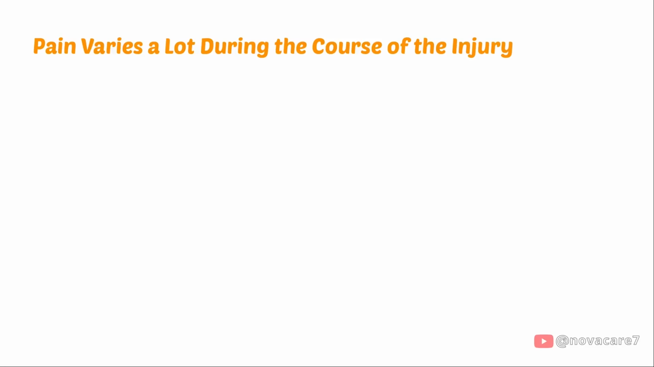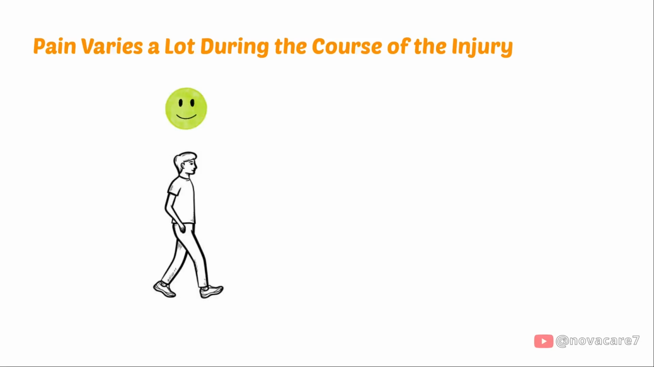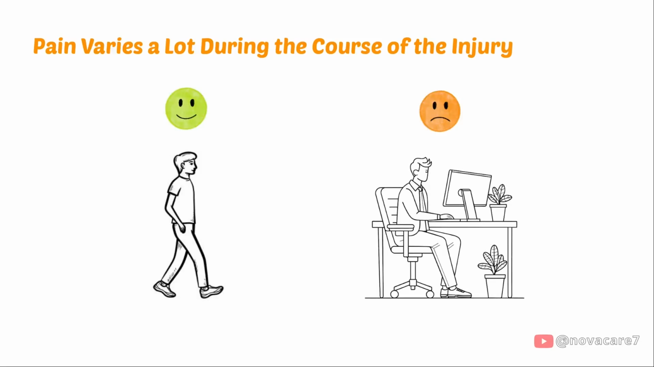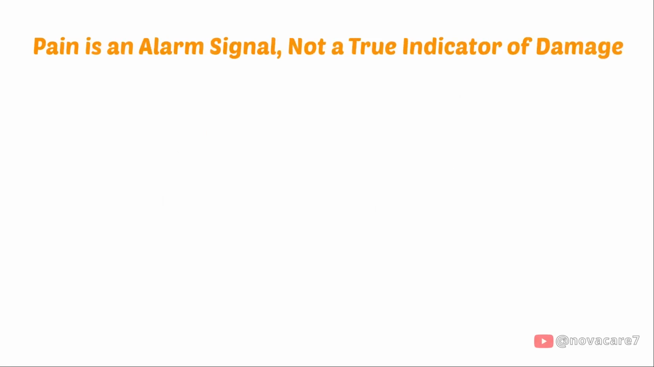Pain in this type of injuries varies a lot depending on the day. Of course, the level of activity plays a big role, but there will be days with lots of walking and no pain, and then there's days with barely any walking and lots of pain. This is completely normal. These fluctuations in pain levels don't mean we are worsening the injury or damaging our tissues. This is simply how tendinopathies behave. Pain is an alarm signal, not a true indicator of damage.